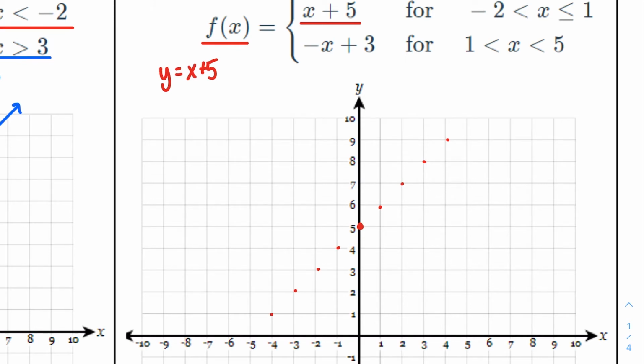Now, since we know we have this back conditional part here, I'm not connecting it with a line just yet.